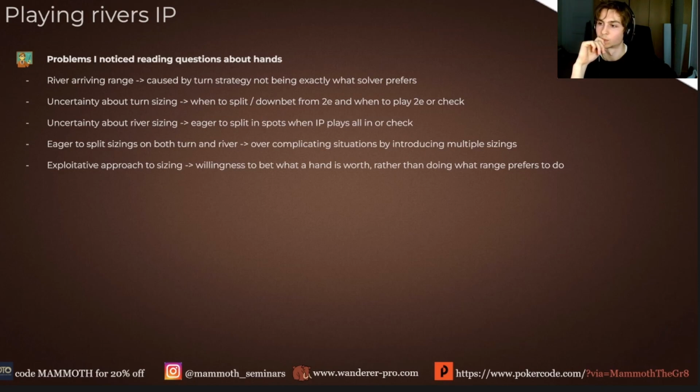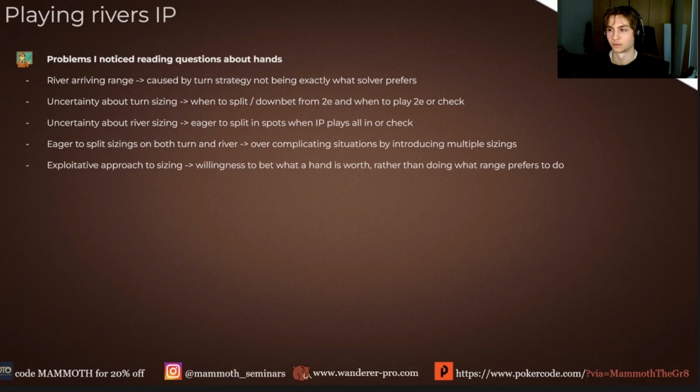Point number 3 here is the river sizing. So you also had this tendency to split in spots when in position, playing all in or check. Again, complicating things. And you know the answer that it's not going to be a play to bet medium there, right? You go all in or check, and yet for some reason you want to bet medium. And you want to do that with specific hands. And that range is going to be totally unbalanced as well, right? Because you're never bluffing that sizing. All your bluffs you go all in with. So try to avoid betting what your hand wants to do.